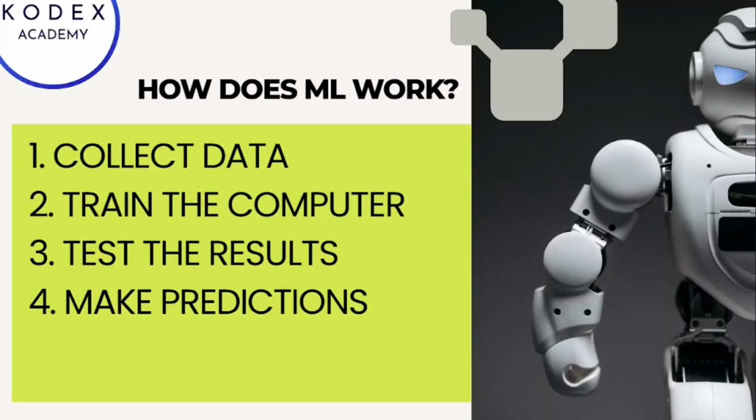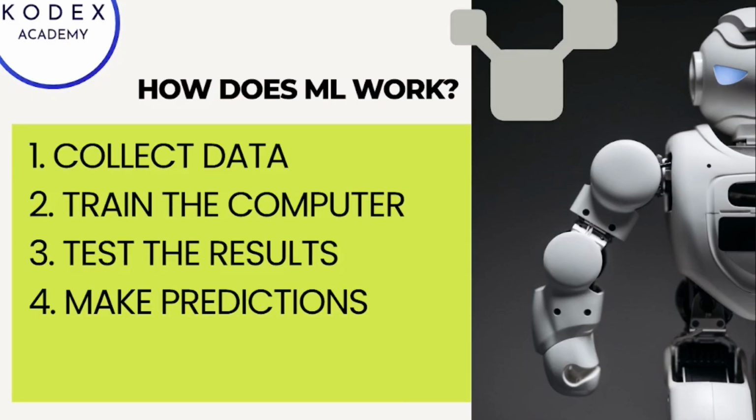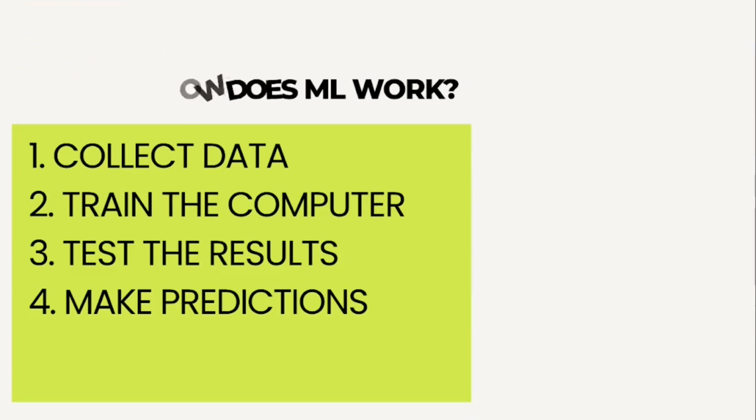Okay. Now we are going to talk about how machine learning works. As I already told you, first it collects data, and this data works like a teacher for the machine which helps to train the computer. After training the computer, we test the result. Is the machine working perfectly or not? And then afterwards it is able to make predictions. And then we can also check how sure the machine is about its prediction. So this is how machine learning works.